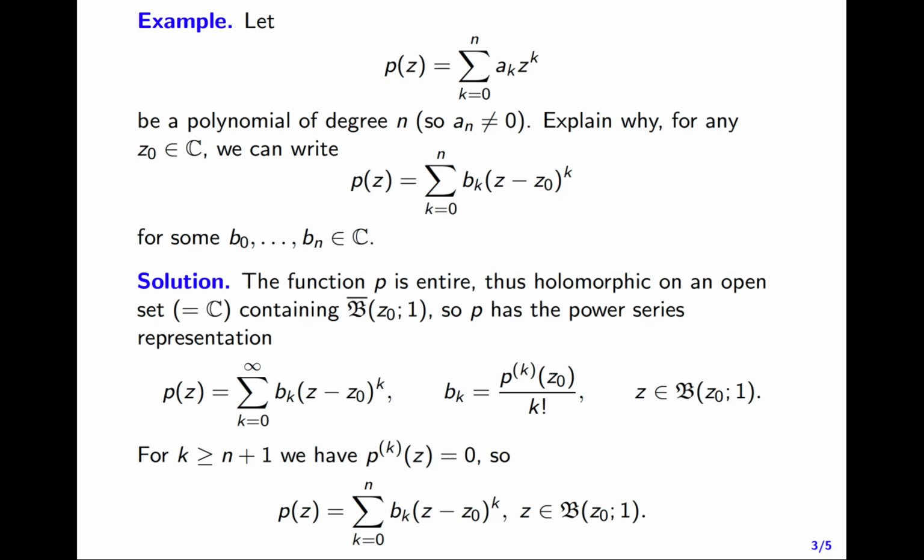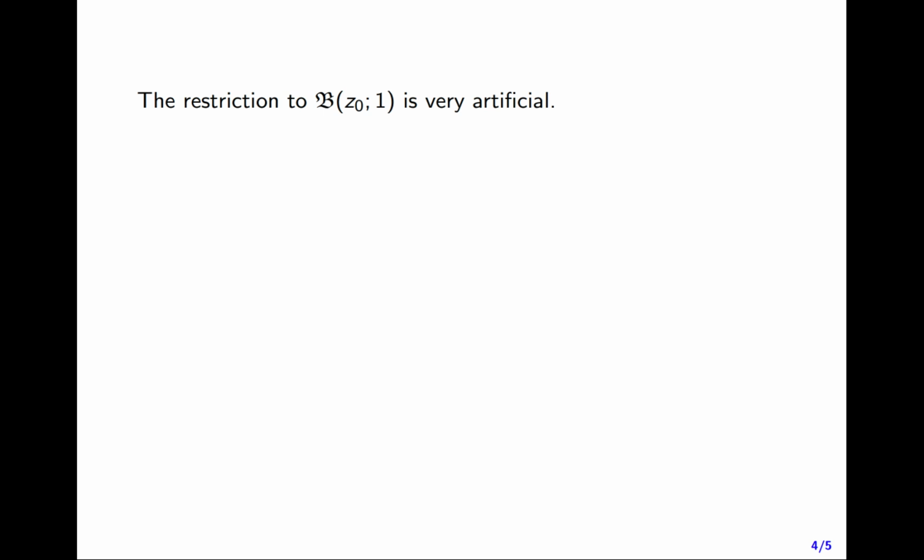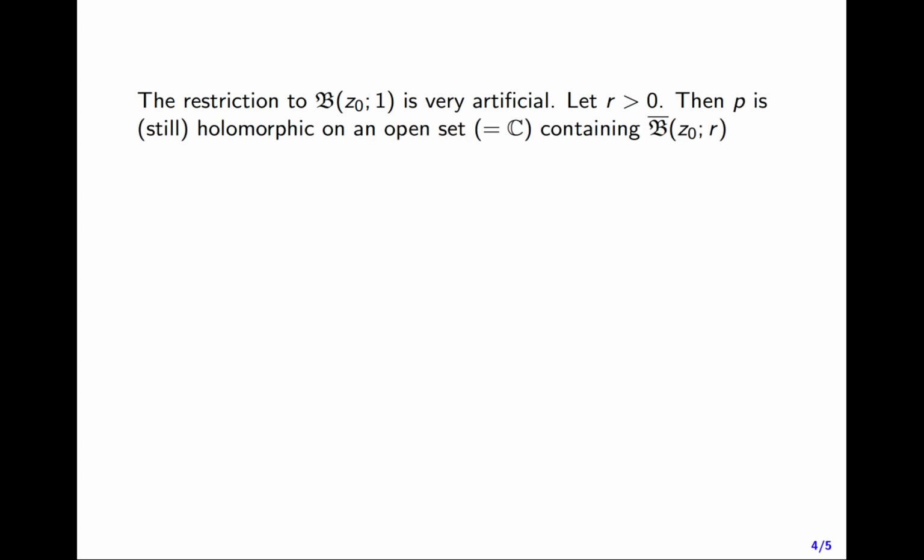But it seems that my representation is only valid for z in this ball of radius 1 around z0, and I want to get this representation to hold for all complex numbers z. So here's what we can do. It's a very artificial restriction to have the radius be 1. So now let your radius be some positive number. Then, if the radius is some positive number r, p is still going to be holomorphic on an open set containing the closed ball centered at z0 of radius r.